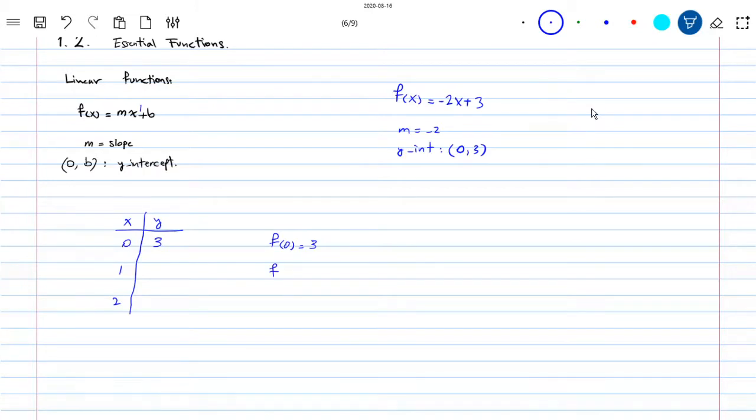If you find out what f of 1 is, you'll get the point (1, 1). f of 2 would be 2 times negative 2, negative 4, plus 3, which would be negative 1.